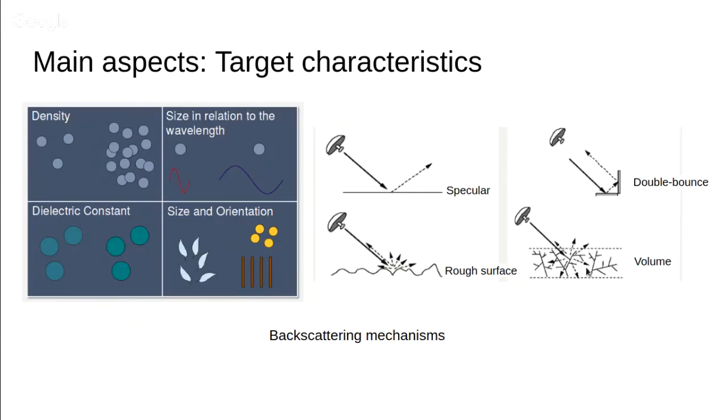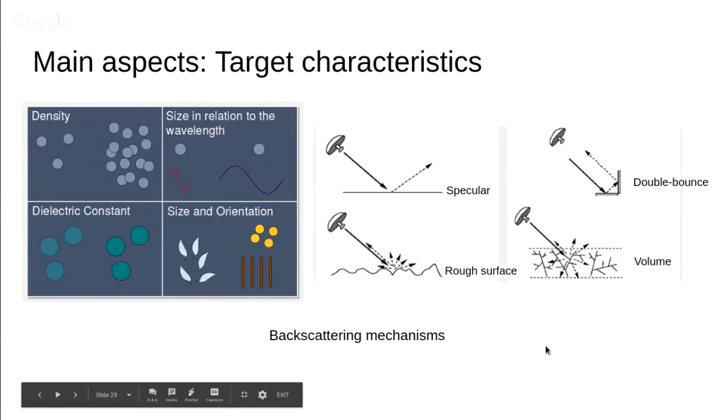And in some cases, the signal will penetrate deep into the target, and depending on the structure of the target, it will scatter multiple times within the target itself, and then some of it will come out and come back into the sensor, and that's volume scattering. So these are the 4 main kinds of scattering that you might encounter at surfaces on the ground.